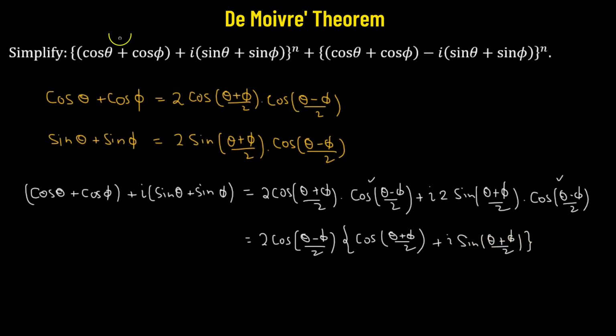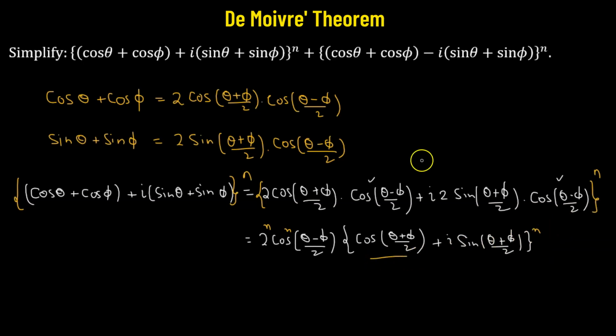Now, in the next step, what we'll do, we'll raise both sides to the power of n. So the entire expression will be raised to the power of n, so that we have 2 raised to the power of n times cosine raised to the power of n of (theta minus phi) over 2 times this entire expression raised to the power of n.